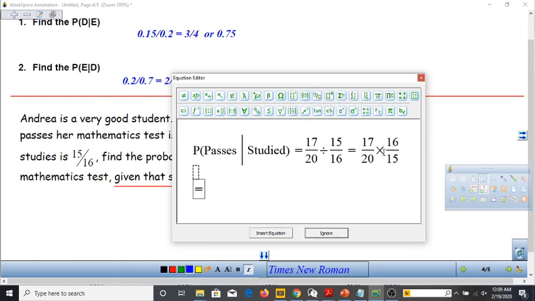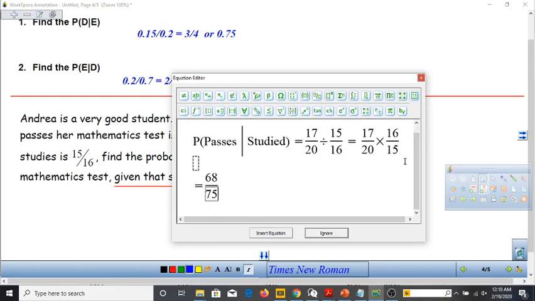So that's equal to, and let's see what we got here. We're multiplying. We notice that 16 and 20 have a common factor of 4. So I'm going to divide by 4. 16 divided by 4 is 4, and so we do 4 multiplied by 17, which is 68. Then the denominator: 20 divided by 4 is 5. 5 times 15 is 75. So we're going to end up with 68 over 75.